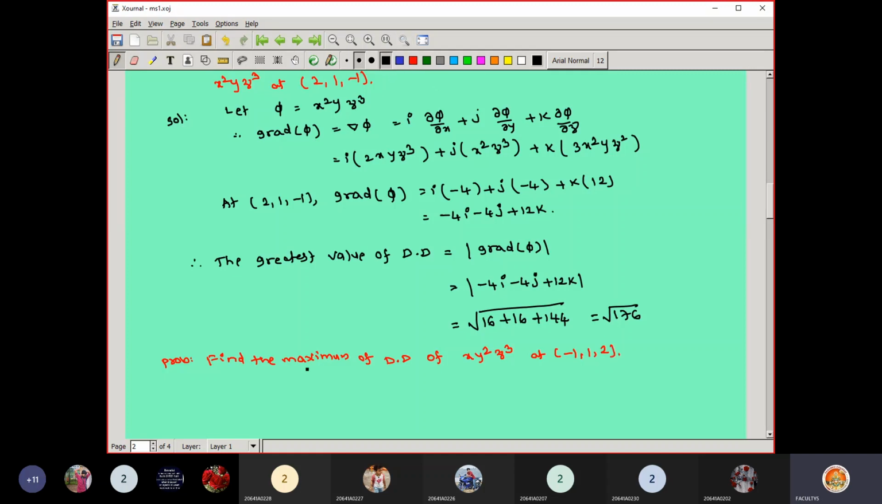Can you find out this answer? They are asking to find out the maximum value. That means first the given scalar you denote with some symbol, either f or phi. Then find out the gradient and substitute that point. So the greatest value or maximum value is nothing but the modulus of that calculated value. So directly you will get the answer.